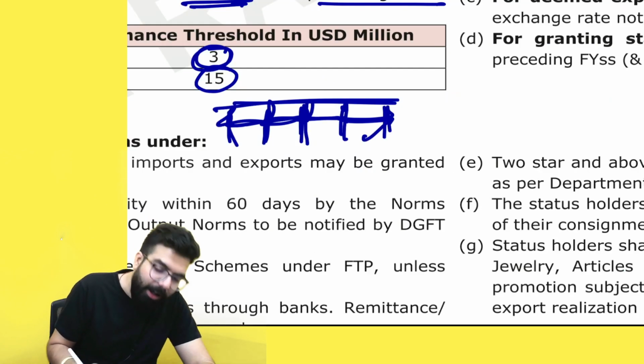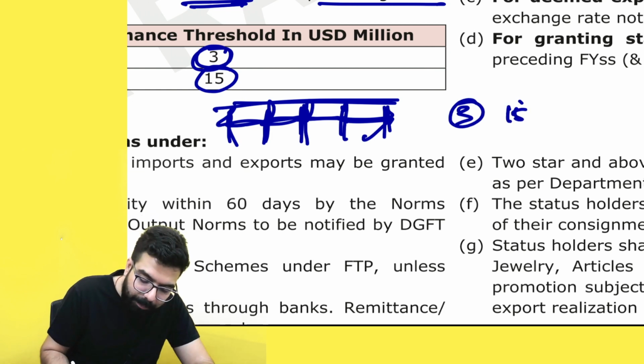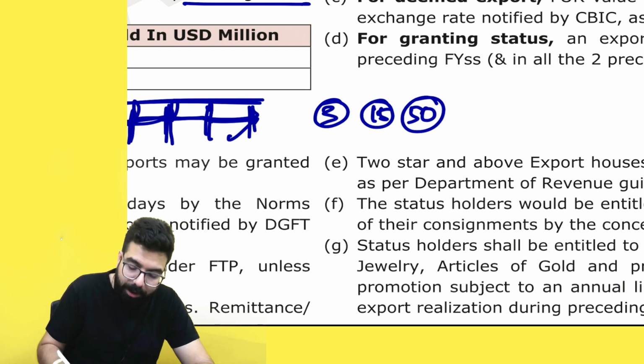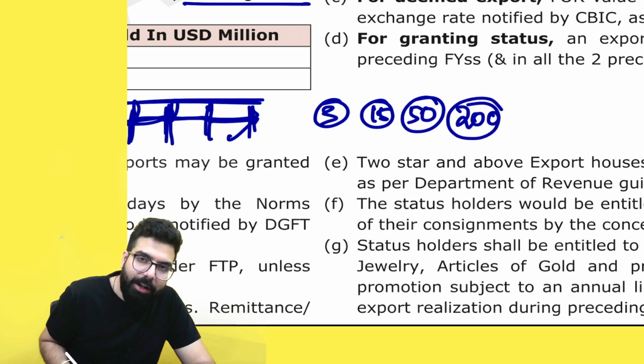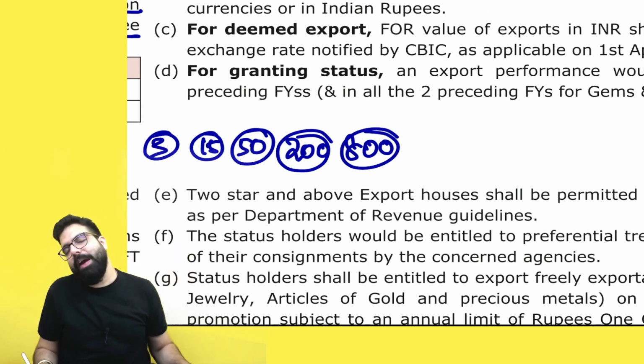You have to see: if you have done $3 million, you will be given 1-star. $15 million, then 2-star. $50 million, then 3-star. $200 million, then 4-star. And $800 million, then you will be given 5-star.